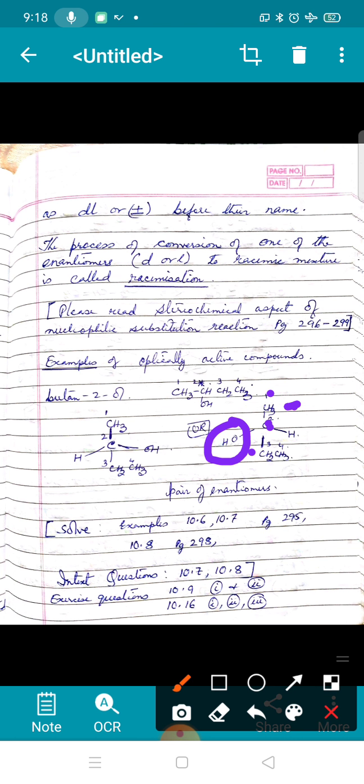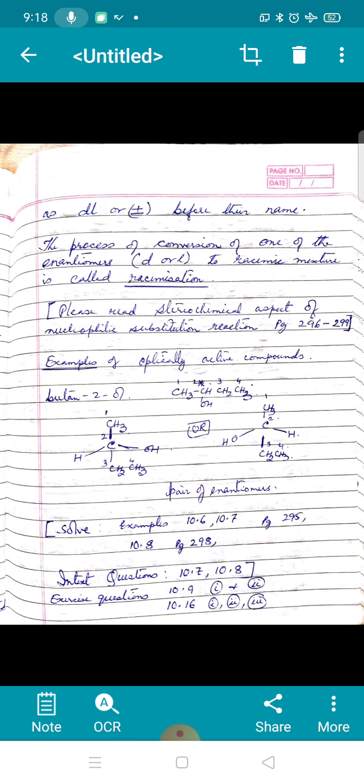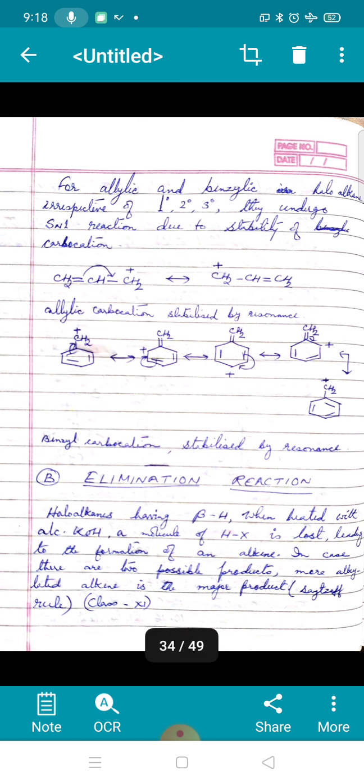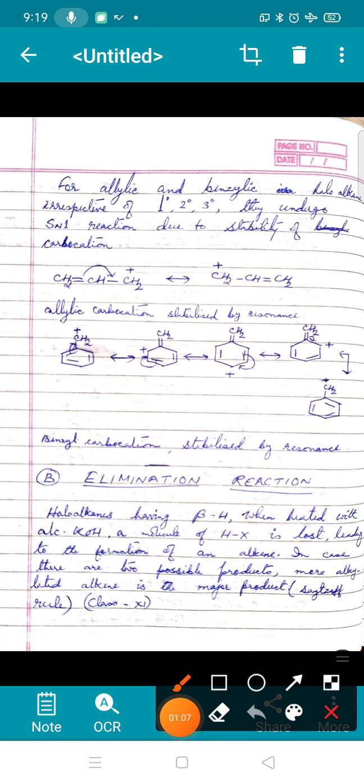So when haloalkanes having a beta hydrogen are treated with alcoholic KOH, you must remember the reagent, because earlier, in nucleophilic substitution reaction, we have taken aqueous KOH, but here it has to be alcoholic KOH. So a molecule of halo acid HX will be lost, leading to the formation of alkene. If you remember, last time when we discussed preparation of alkene, we have done this reaction.